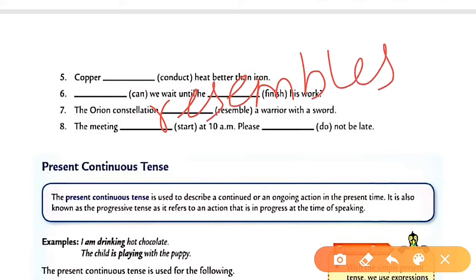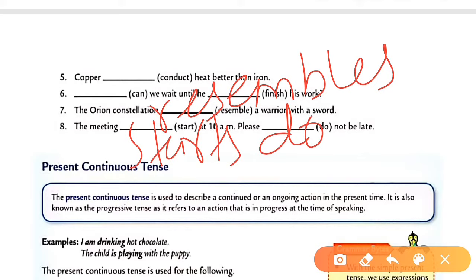Number 8, the meeting dash at 10 a.m. Please dash not be late. Starts, the meeting starts at 10 a.m. Please do not be late. So guys, this is complete up to number 8.